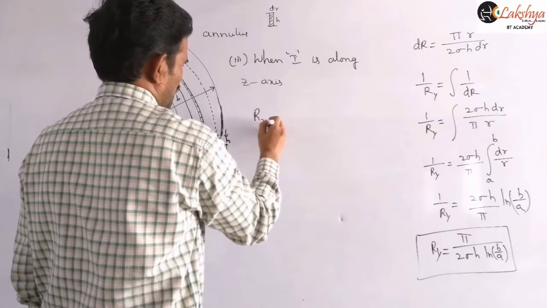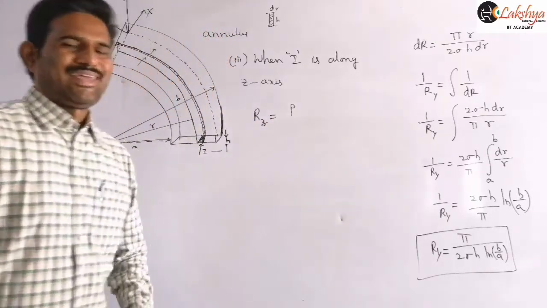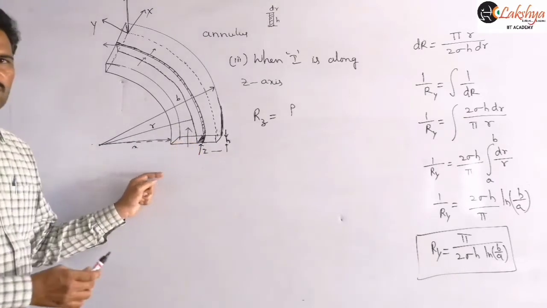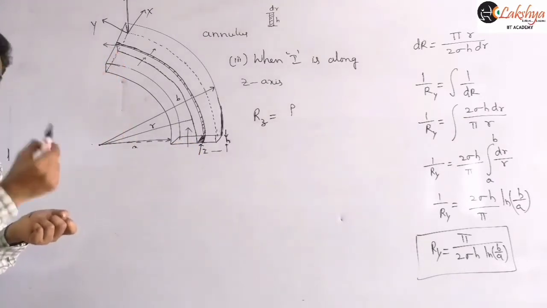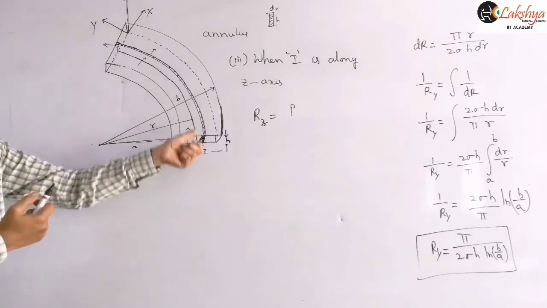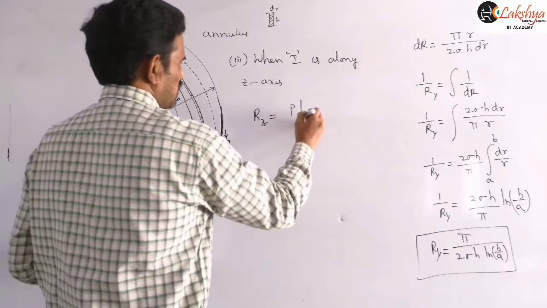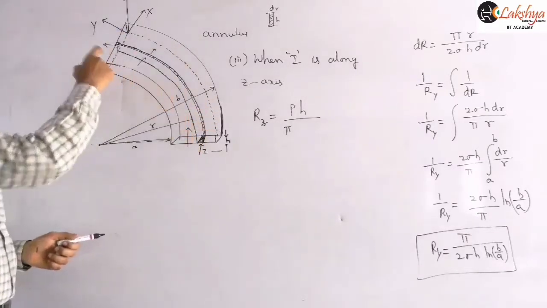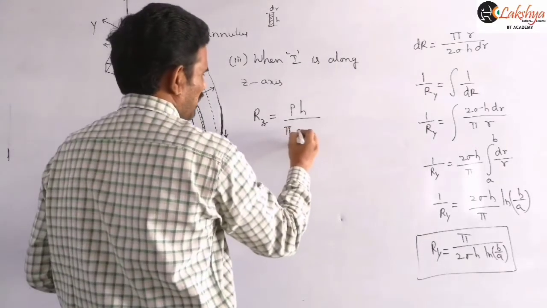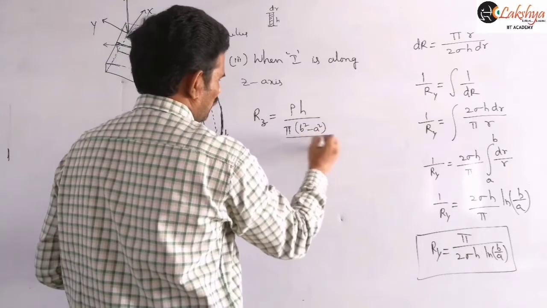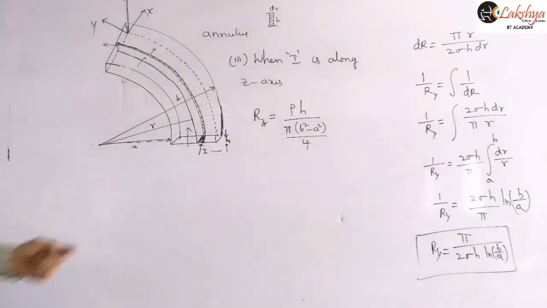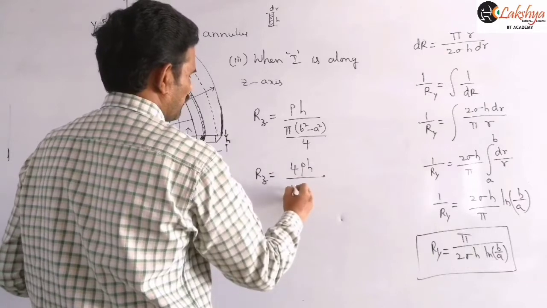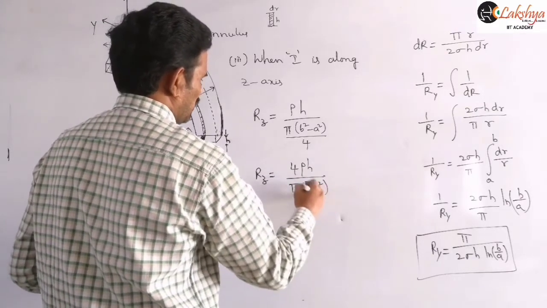So I can write Rz is equal to rho into L. L means the length through which that current is flowing. You can observe the current is flowing from the bottom surface to the top surface. How much length is it traveling? It is traveling a length equal to the thickness of this plate, which is nothing but h. So then it is h by area. Through how much area is the current flowing? Through the entire area of this disc, a quarter of the disc. That is nothing but π into (b square minus a square) by 4, because it is a quarter of the total annulus disc. Therefore Rz is equal to 4 into rho into h by π into (b square minus a square).